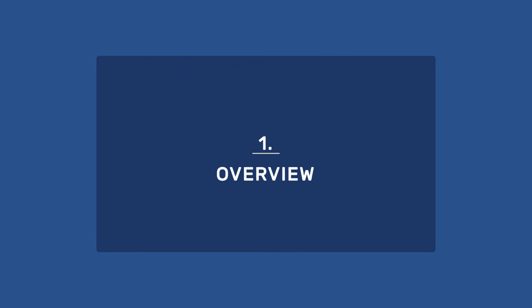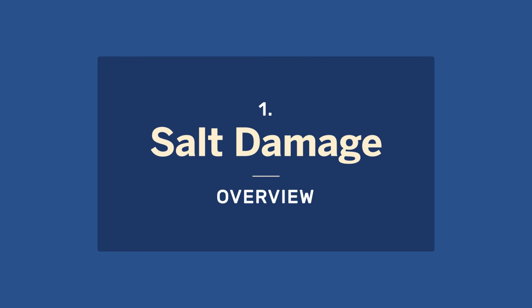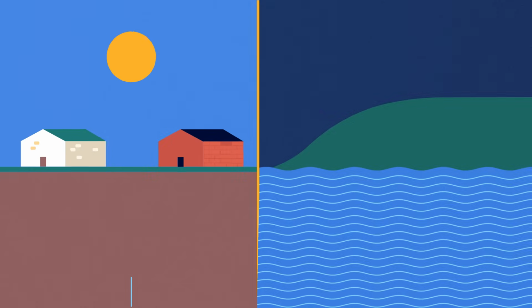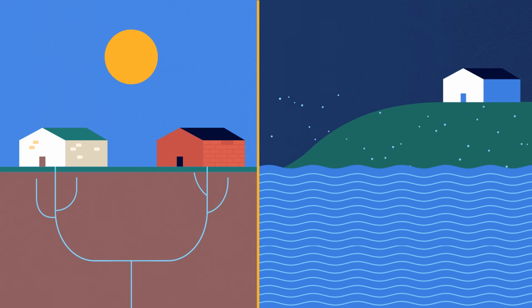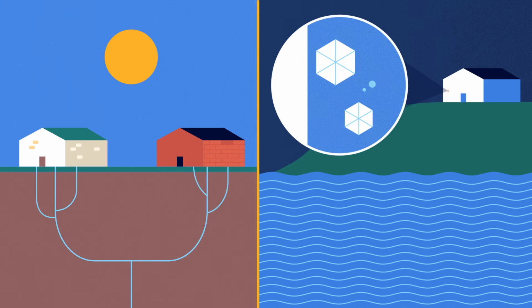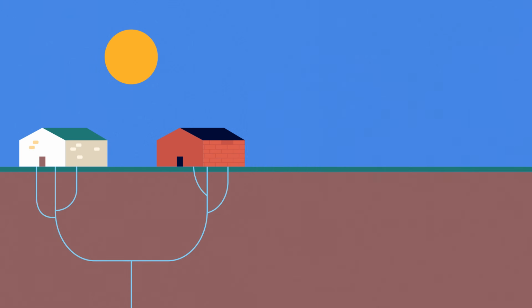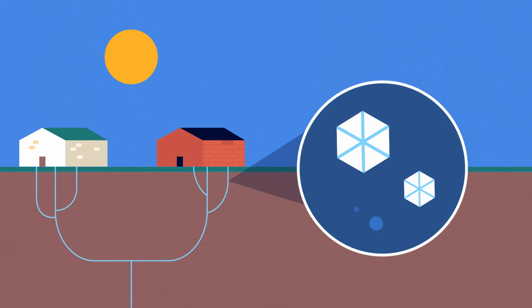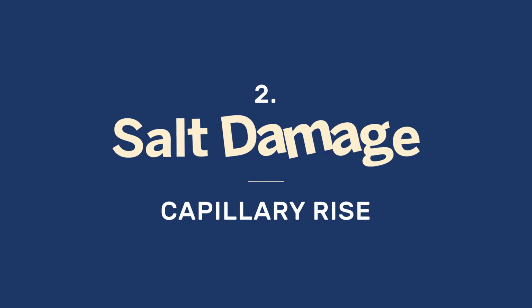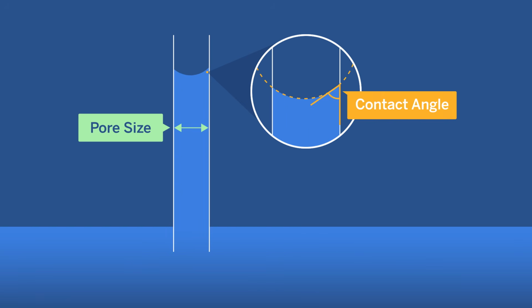In our previous video introducing salt damage to porous building materials, we stated that salts are often provided from external sources. In this video, we examine groundwater as such a source and its transport into porous materials through capillary suction.